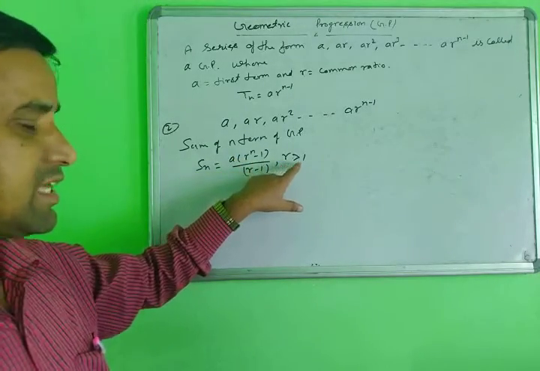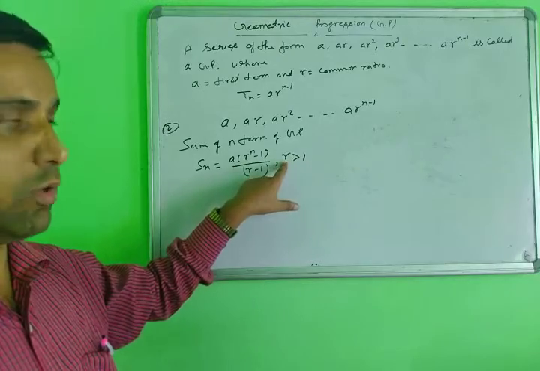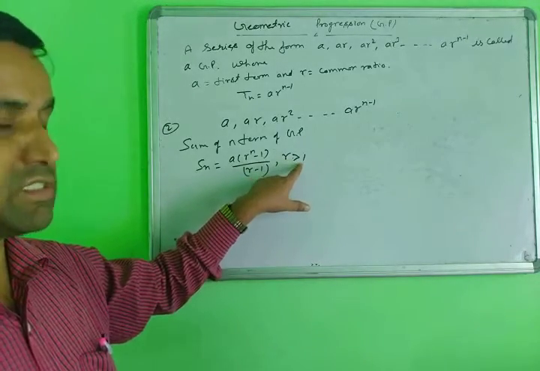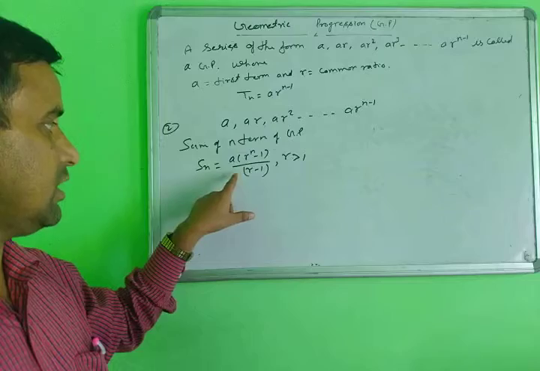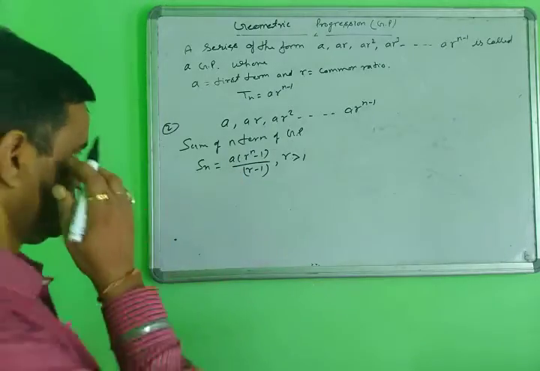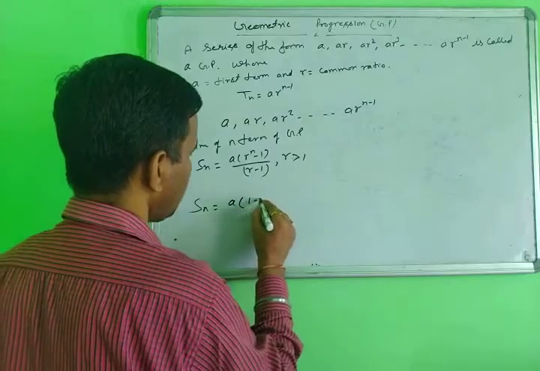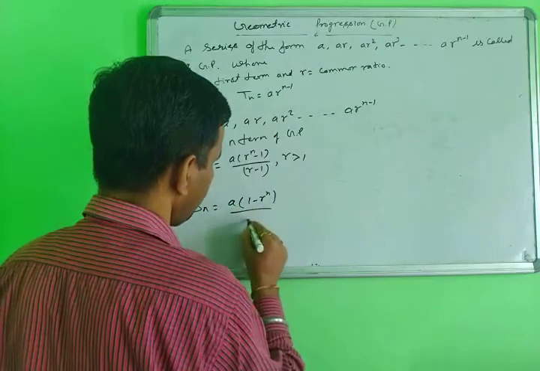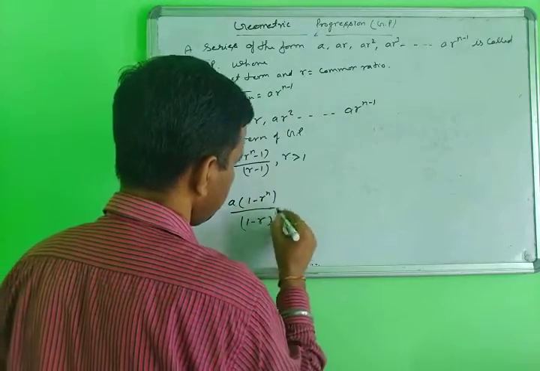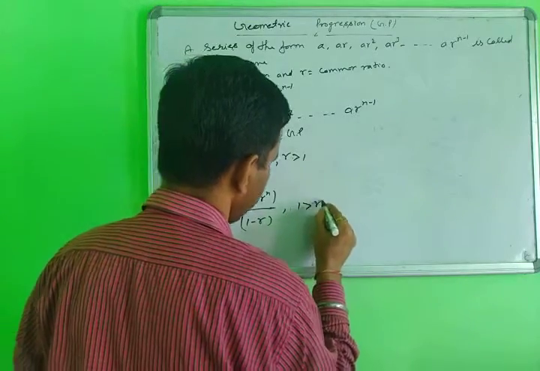When R, the common ratio, is greater than 1, then you can use this identity. Otherwise, Sn equals a times (1 minus R^n) upon (1 minus R) if 1 is greater than R.